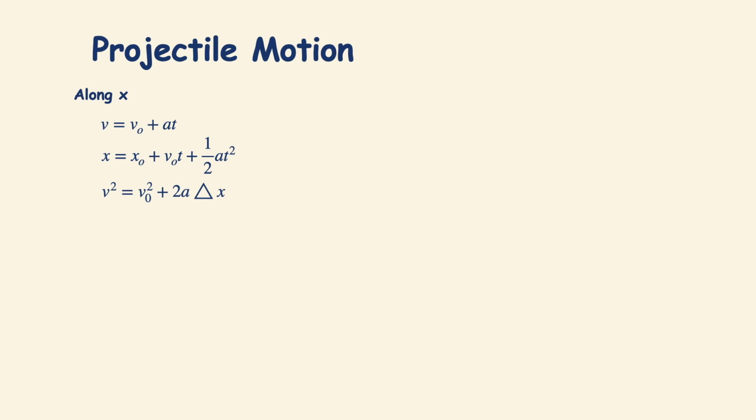We have v is equal to v naught plus at. The position x will be x naught plus v naught t plus 1/2 at squared, and then we'll have v squared equal to v naught squared plus 2a delta x. Of course, what we notice from the analysis of the motion and on the graph, the acceleration along the horizontal, the x direction, is 0.